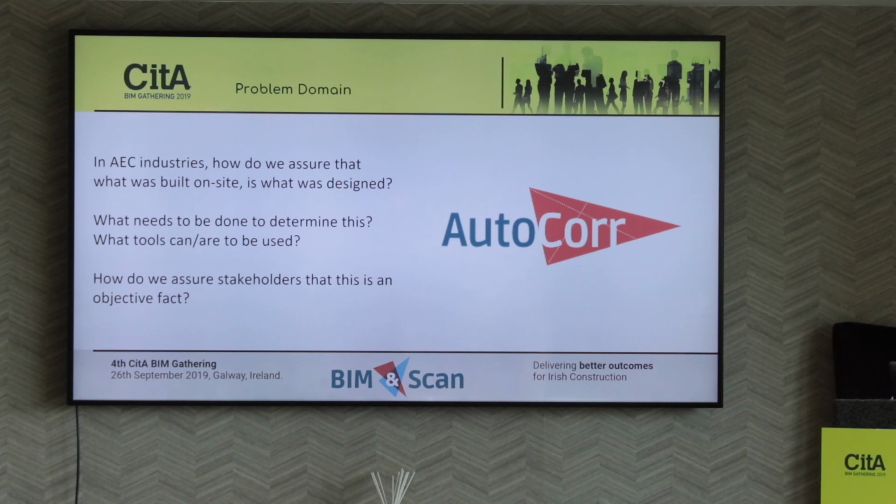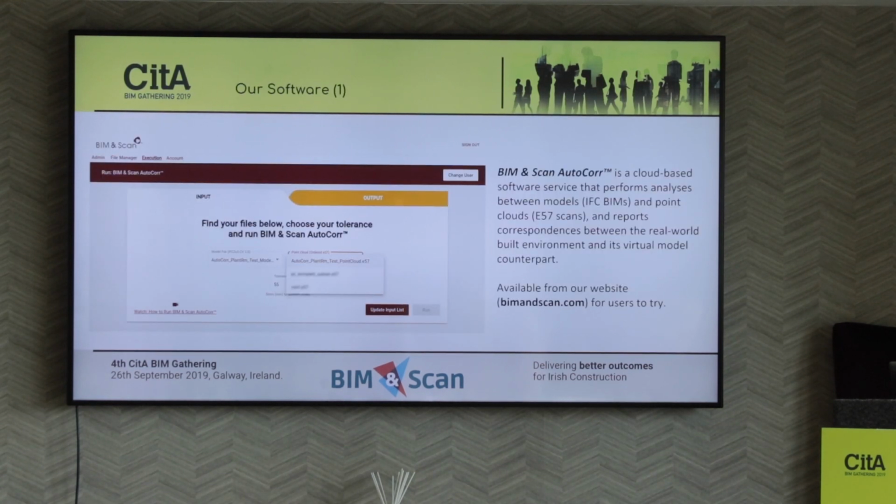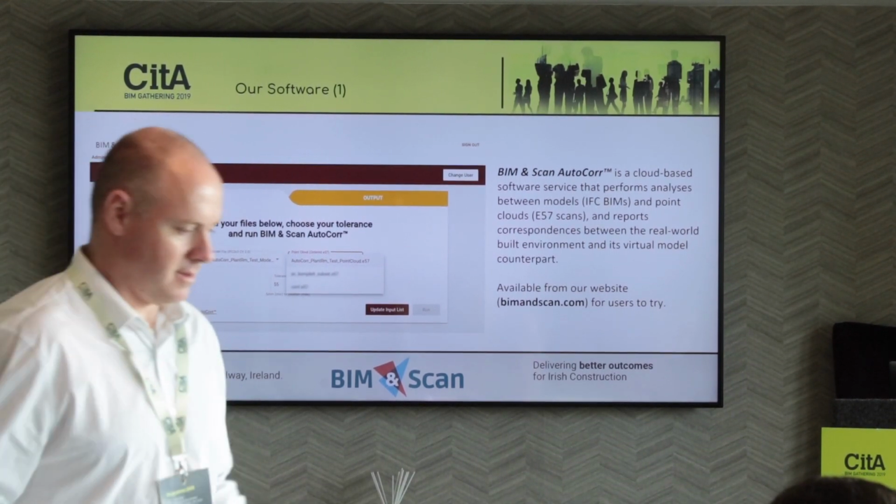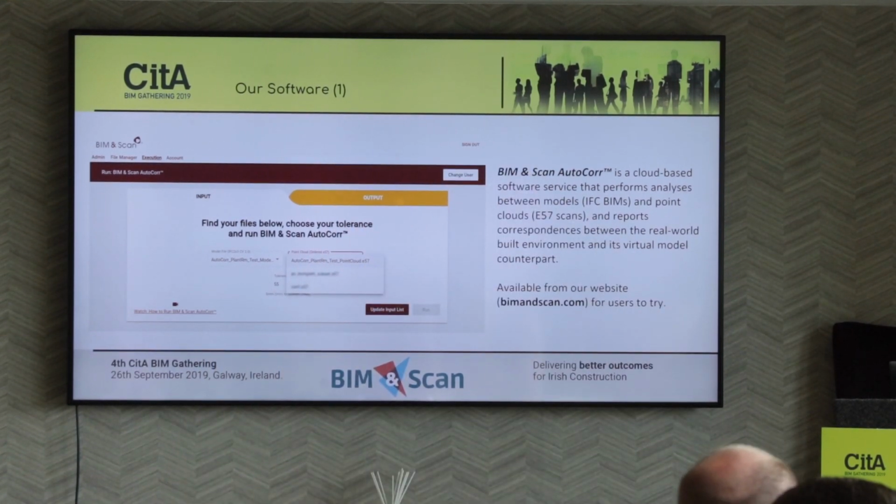And the way to do this is through open standards and some algorithms we've developed that help analyze the data stored in these open standards. So BIM and Scan AutoCore, like I said, is a cloud-based software service that performs analyses between IFC building information models, so basically any model that has been exported to an IFC formatted STEP file, and point clouds in E57 format, which is another open standard widely used and supported by BIM authoring tools and viewers. It reports correspondence between the real-world built environment and its virtual model counterpart. It's available from our website, bimandscan.com, for users to try.